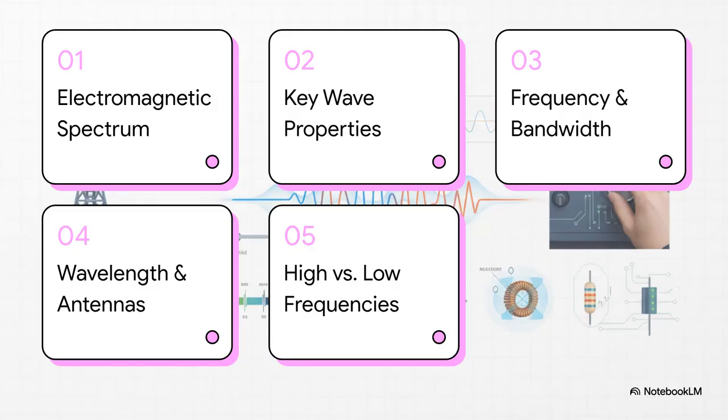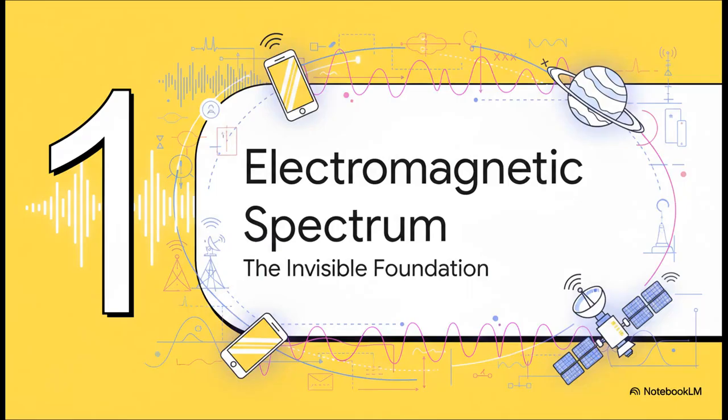So here's our game plan. We're going to start with the big picture, the electromagnetic spectrum, and then we'll drill down into the key properties that make these waves tick. After that, we'll see how we organize them using frequency and bandwidth. And finally, this is the important part, we'll connect all of it to the actual physical hardware you'll be installing and working with. Let's begin with the absolute basics.